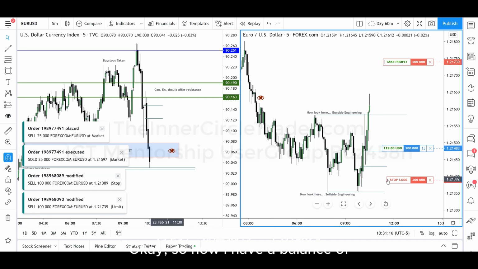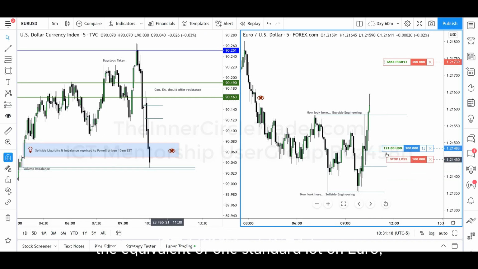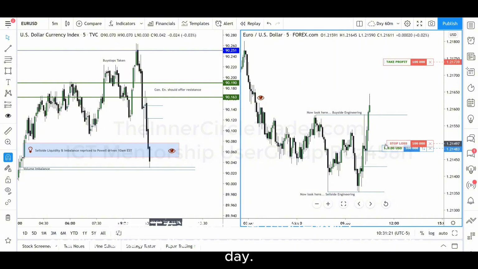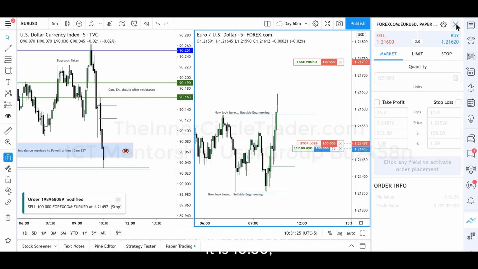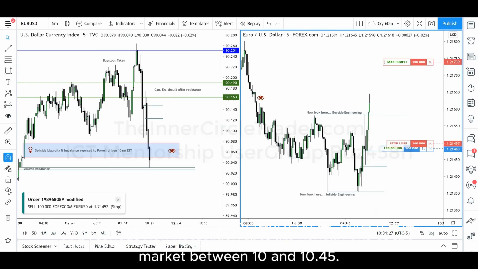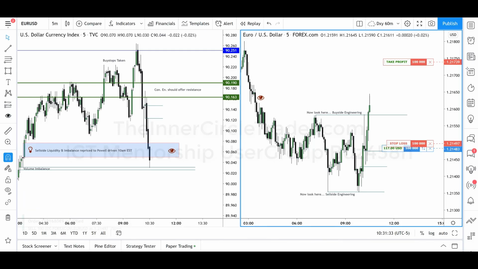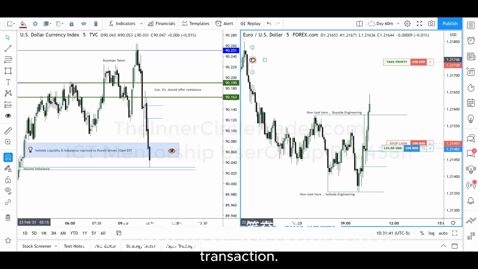Okay, so now I have a balance of the equivalent of a one standard lot on euro, and I'm adjusting the stop now because we're late in the day. It is 10:30, and I taught you yesterday that I'm usually out of the market between 10 and 10:45. So according to that rule I have, I'm trying to tighten up the stop loss. I don't want to see any of this become a losing transaction.